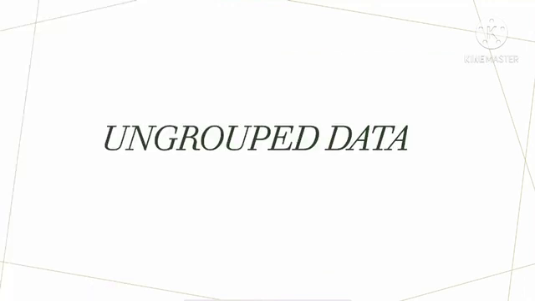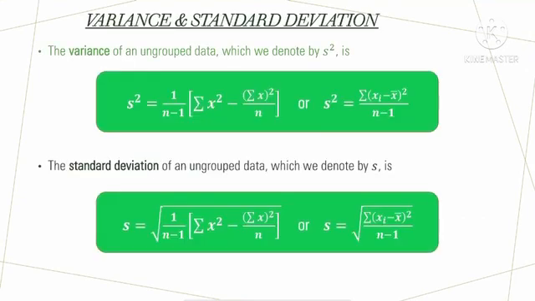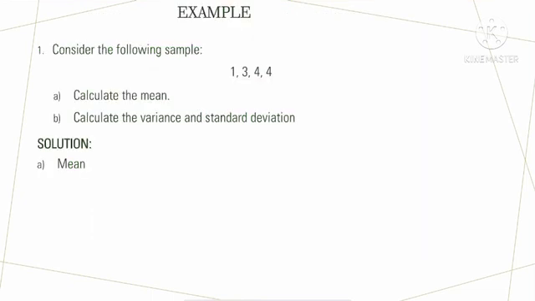We will learn to find the variance and standard deviation for ungrouped data first. The formula of variance for ungrouped data is given as this. The standard deviation is the square root of the variance. Given a set of data, mean equals the sum of data divided by the number of data. So the answer is 3.